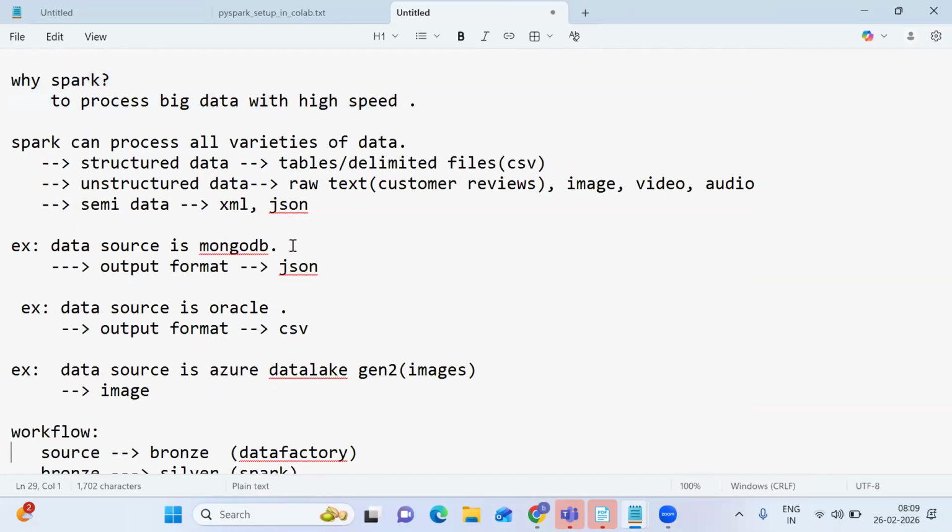Without Spark also you can perform transformation using Data Factory because we have the Dataflow Gen2 feature. But Dataflow Gen2 can process only structured and semi-structured data. Limitation number 1.